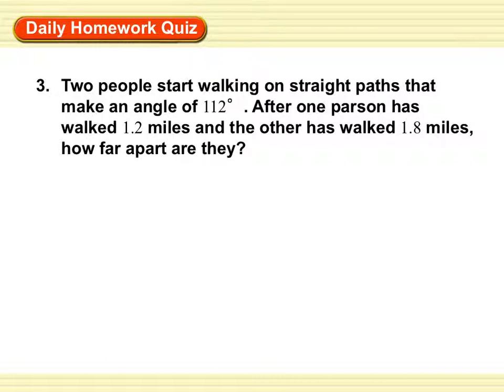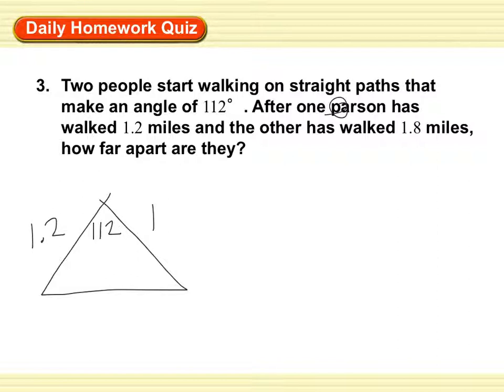Two people start walking straight paths. We're looking for, again, that angle. Actually, here we have a side. How far are they apart? Let's set this one up. Straight paths that make an angle of 112. After one person has walked 1.2 miles and the other has walked 1.8 miles, how far are they apart? So we're looking for that distance, so we can use the law of cosines to find it. Go ahead and try that, and you're going to get about 2.5 miles.